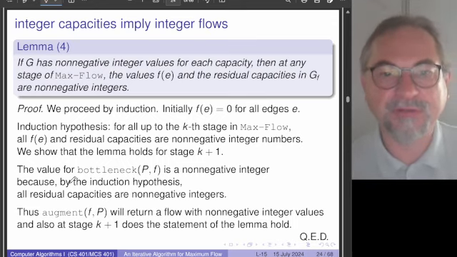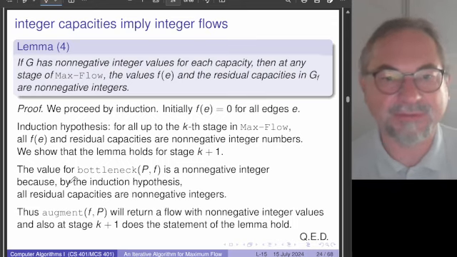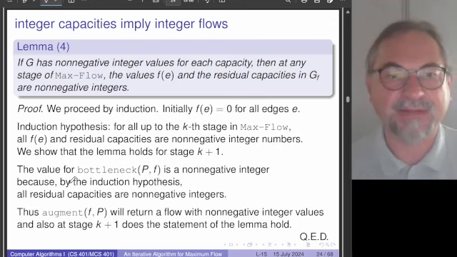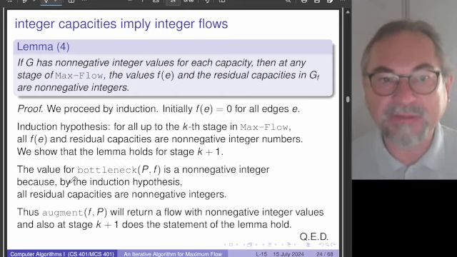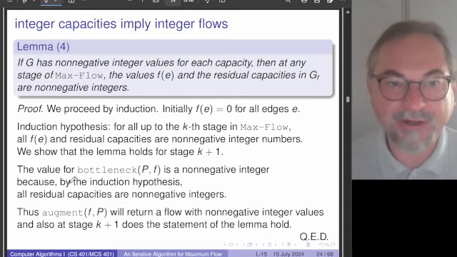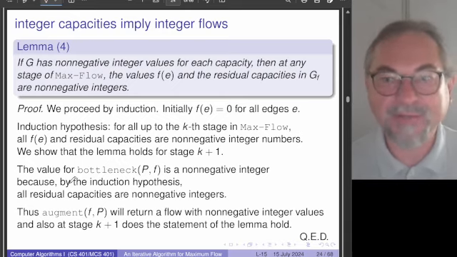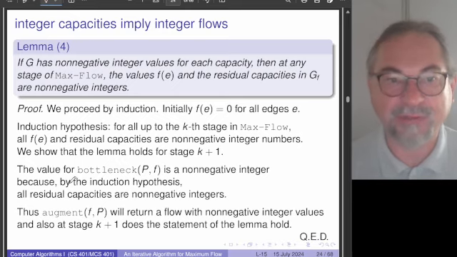Not too good, but we will see what the implications are of that. If the input is integer, then it will actually stay integer. All the numbers will be integer. That's actually quite interesting and quite helpful for the termination. So let's prove this lemma by induction, induction on the stages in the algorithm.